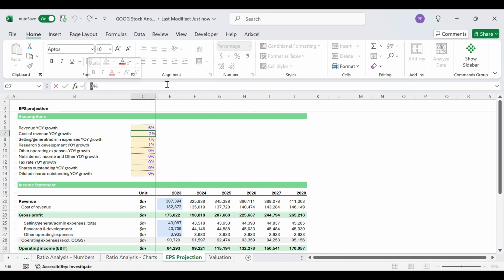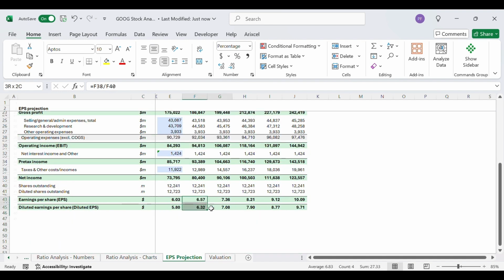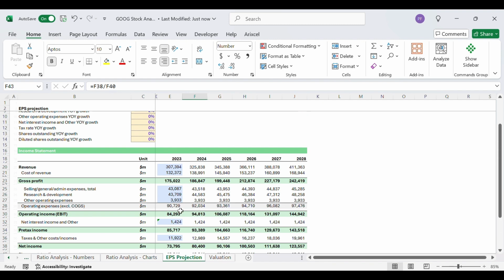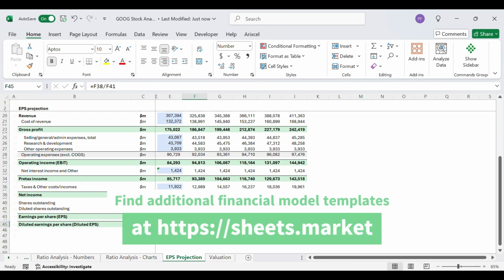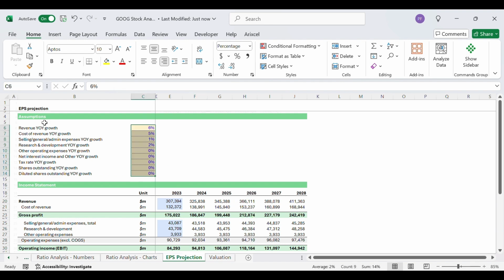Then cost of revenues, maybe you expect them to increase, but at a lower pace than revenues. Selling general administrative 1%, R&D, let's do 2%, and then the rest you expect to remain at the same level. So other operating expenses, net interest income, and so on, you expect it to remain at the same level as the previous years. Then you can keep it at 0. And the data that you will find here is basically the resulting implied earning per share and diluted earning per share based on the assumptions that you've set here.